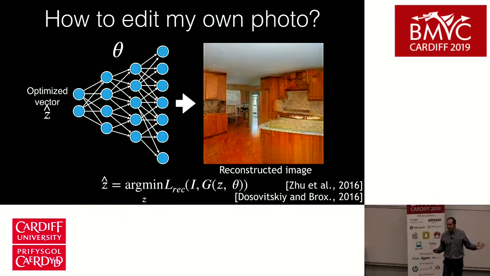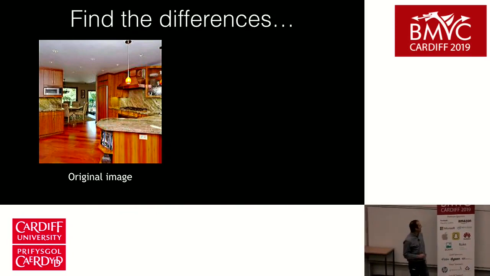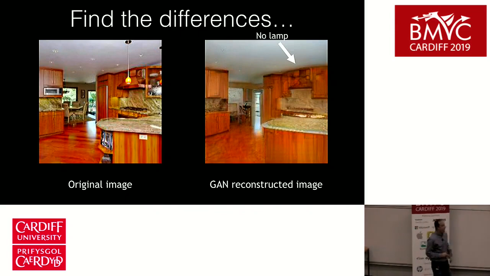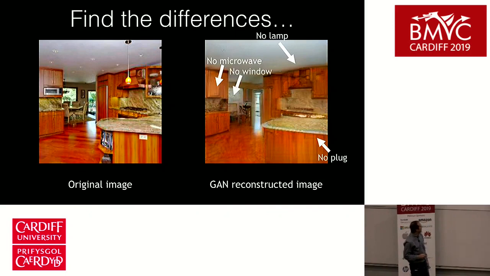Let's look at the differences. So here is my original picture. This is my kitchen. And this is what the GAN rendered. So can you see the differences? Okay. There is no lamp. There is no microwave. There is no plug over there. There is no window in the back. There is no stove. There are no chairs or tables. There is something there that is not there anymore.